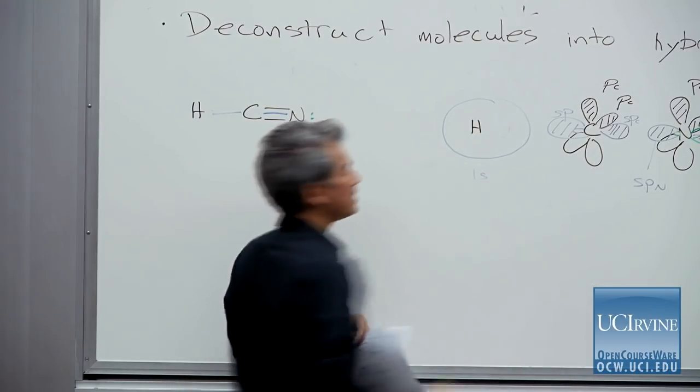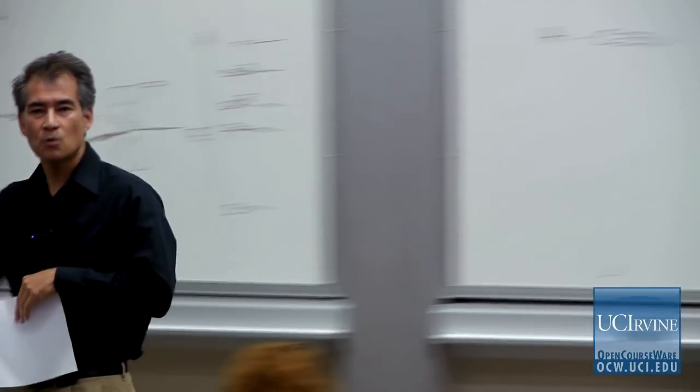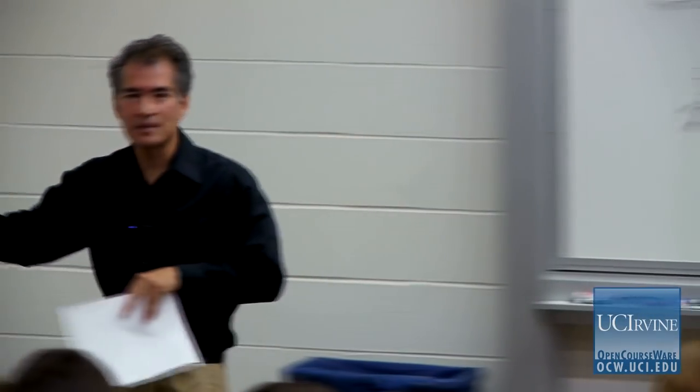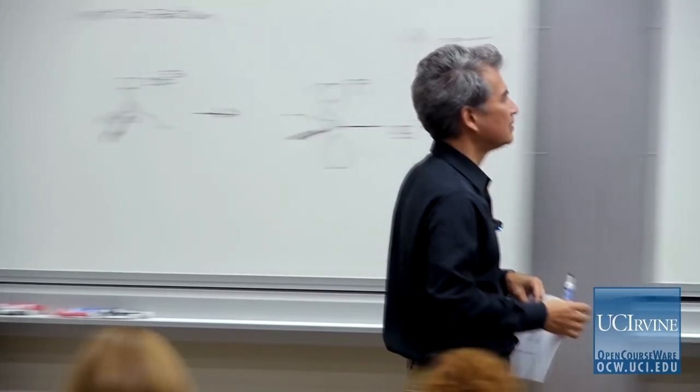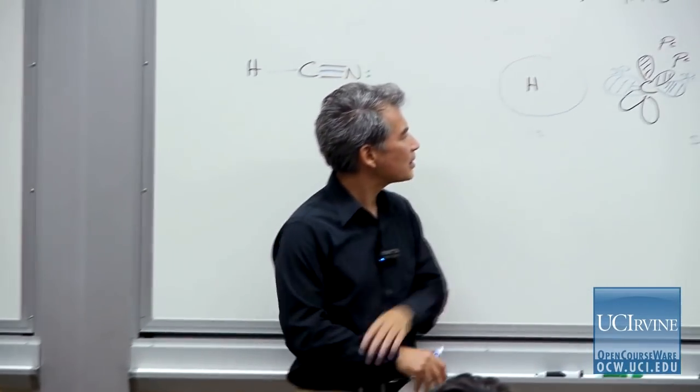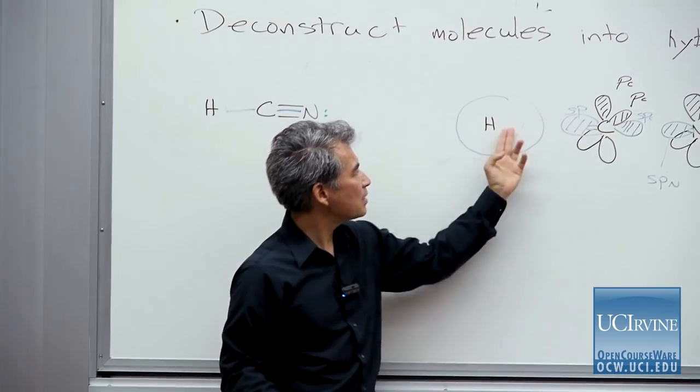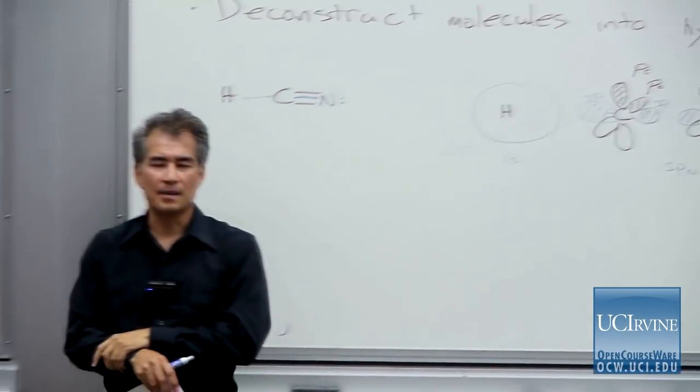Hydrogen only has a 1s orbital to contribute. We don't need to worry at all. There is no way to do hybridization with a hydrogen atom. It's only got one orbital. It can't hybridize with its own atomic orbitals. And it's the combination of this 1s orbital and the sp orbital that makes the bond.